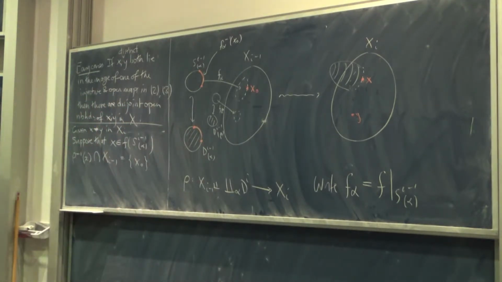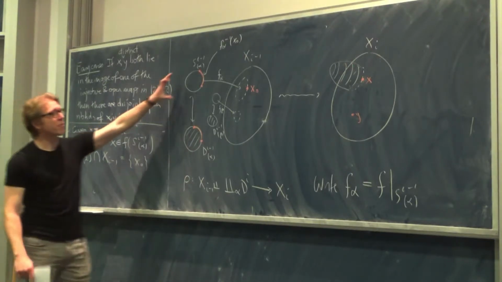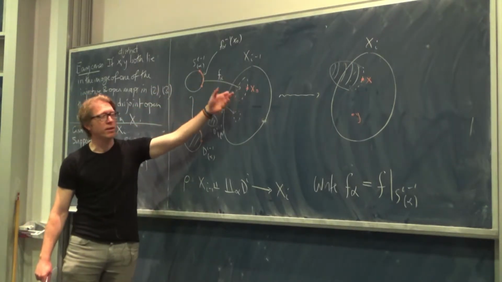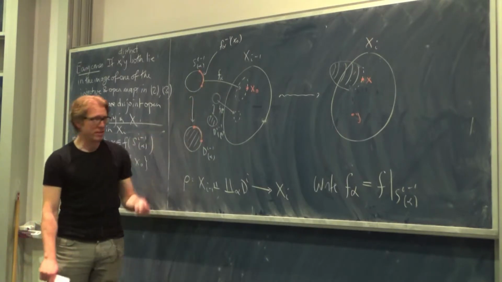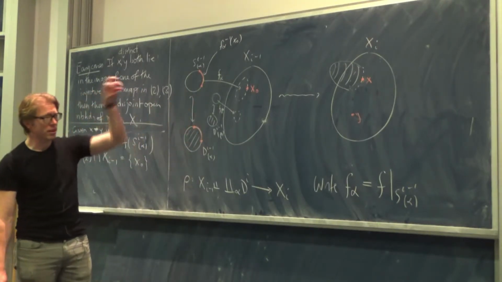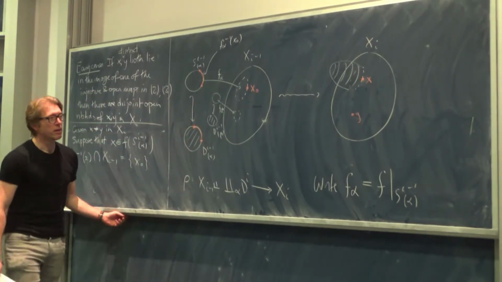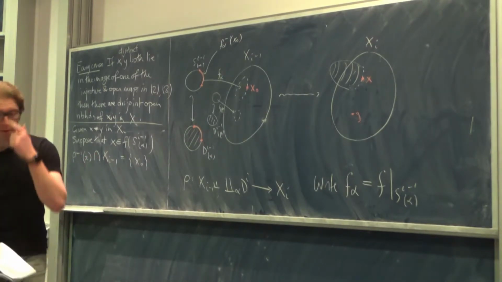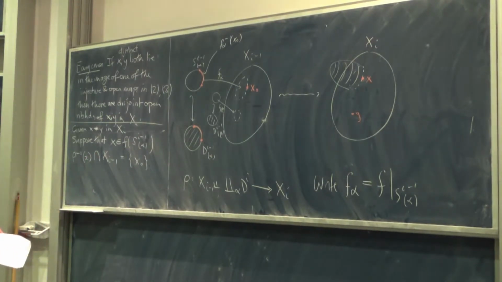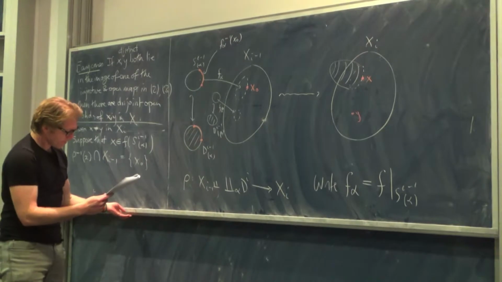Now, it's worth remarking that in the image, the way I'm drawing it, f is always injective. It maps the circle into Xi minus 1, as the picture suggests. But that's not necessarily the case. It could collapse the whole boundary circle into a single point, for instance. Okay, so that's the situation.